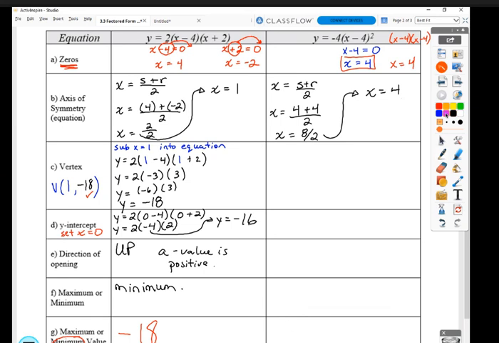Okay, we wanted to solve for the vertex here. We're going to sub x equals 4 into the equation. So we got y equals negative 4 bracket x minus 4 squared. So we get negative 4 times 0 squared. 0 squared is just 0, and negative 4 times 0 is 0.